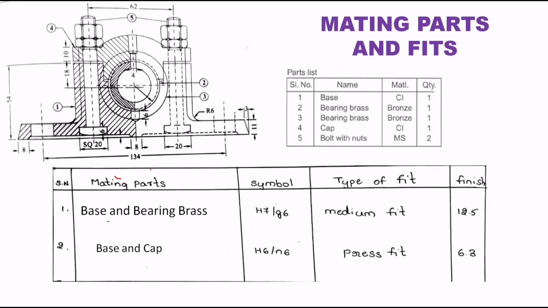Next is preparing the mating parts or fits table. Here, how many mating parts are there? We can see the most important are two. One is the base and bearing brass. The base is the first one, and the bearing brasses are second and third.